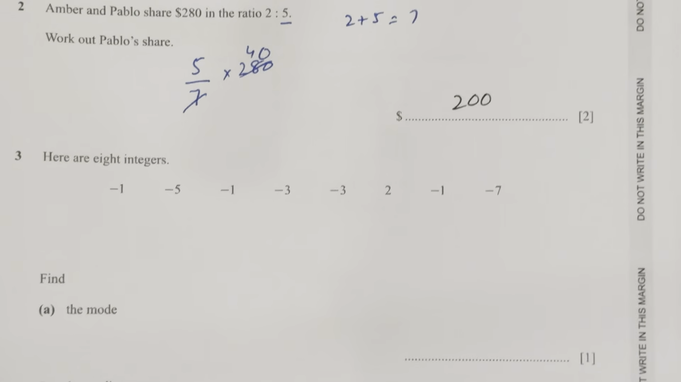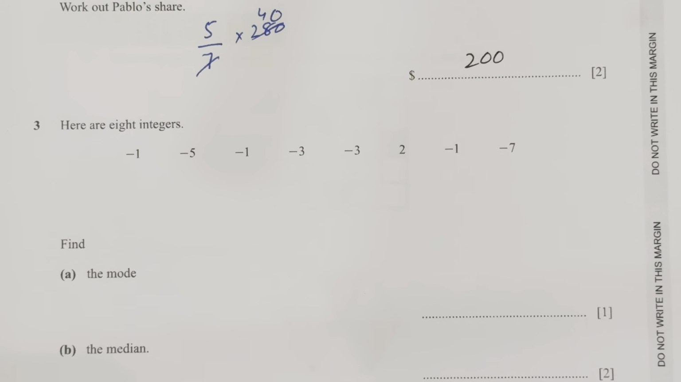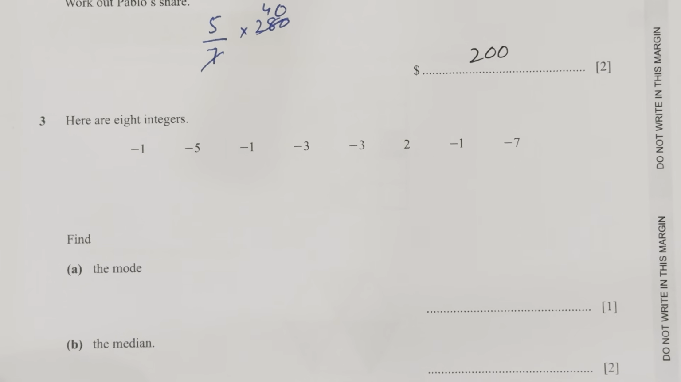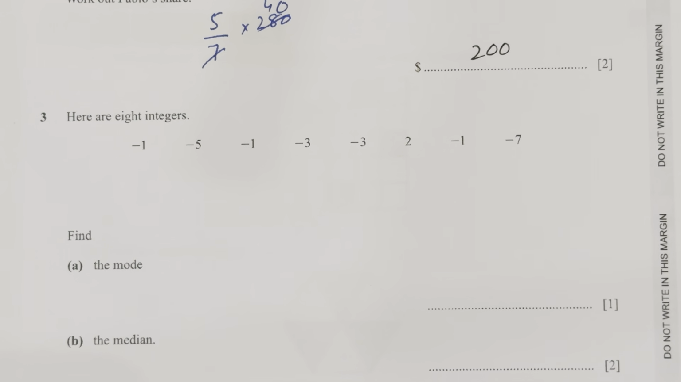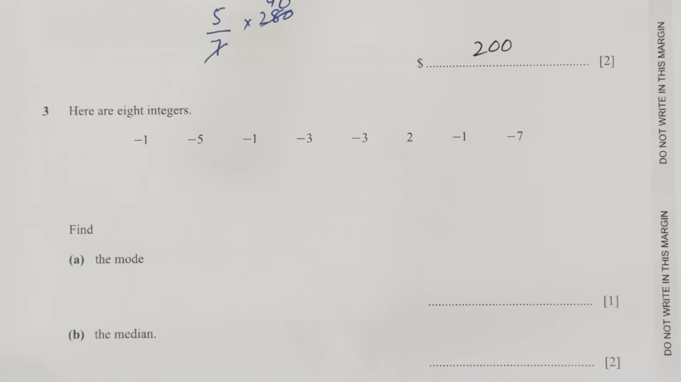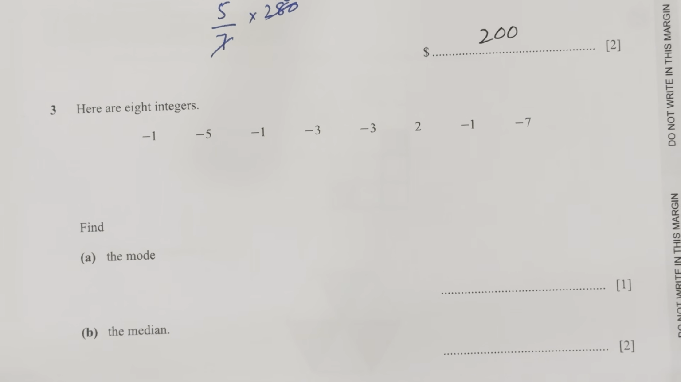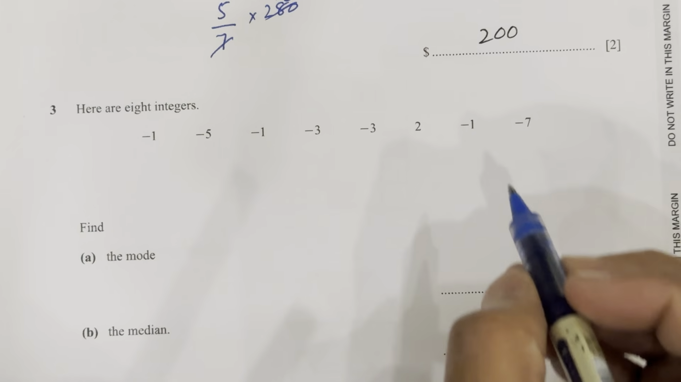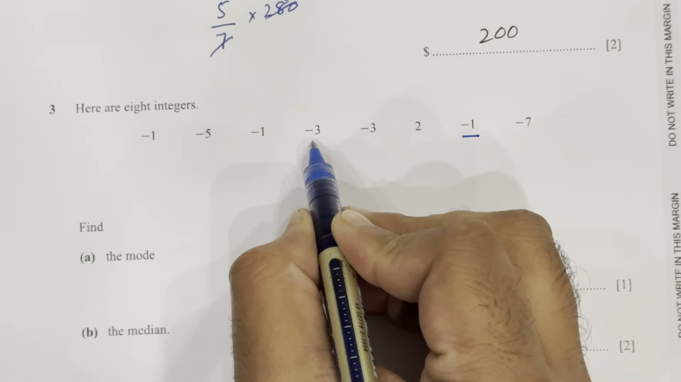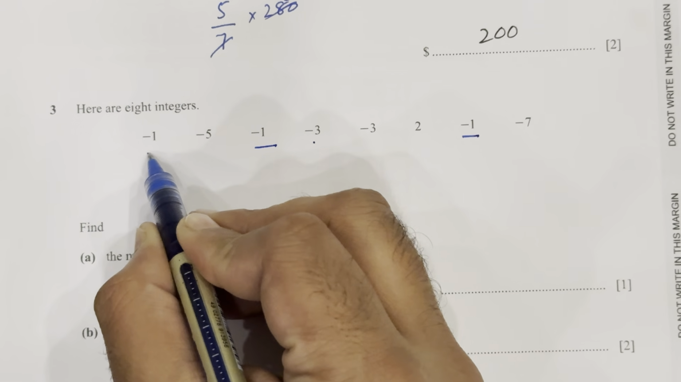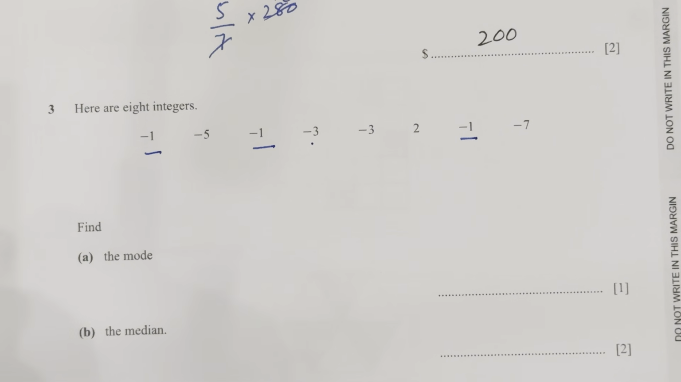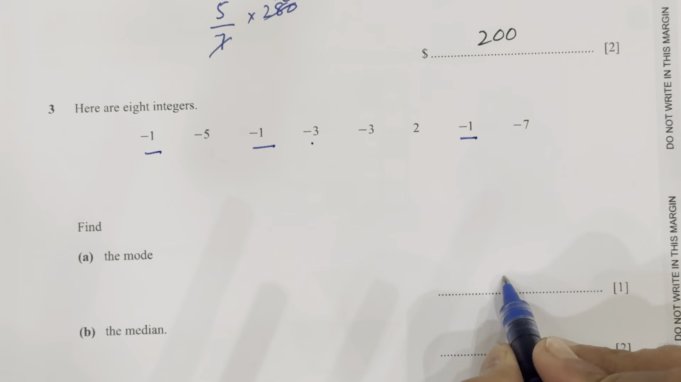Moving to question number 3, here are 8 integers: -1, -5, -1, -3, -3, 2, -1, -7. Find the mode. We know that the mode is the most repeated value, and from this we can see that the most repeated value is -1. It is coming thrice. So -1 is the mode.